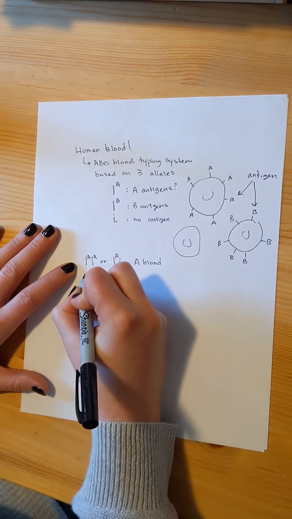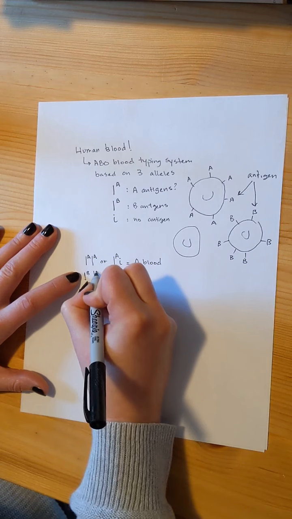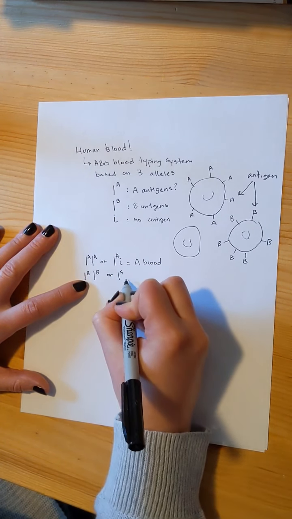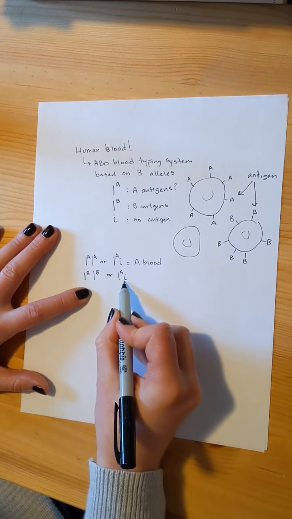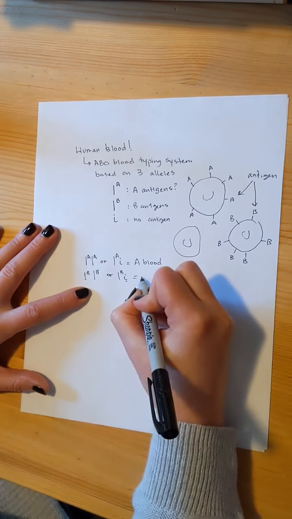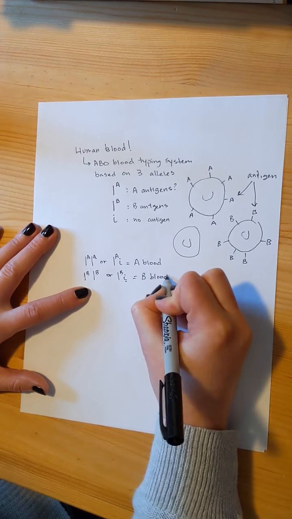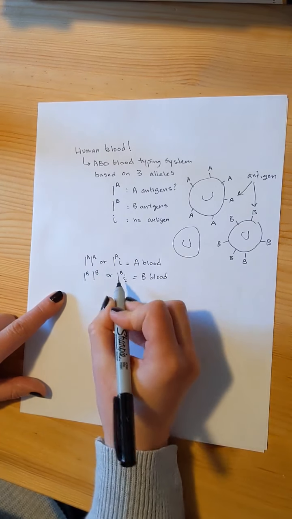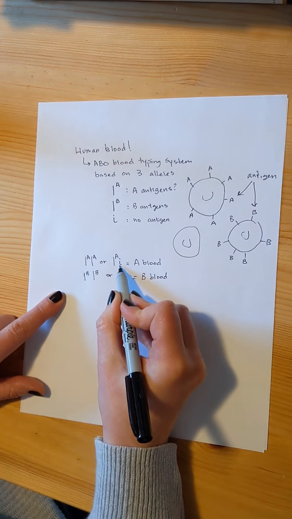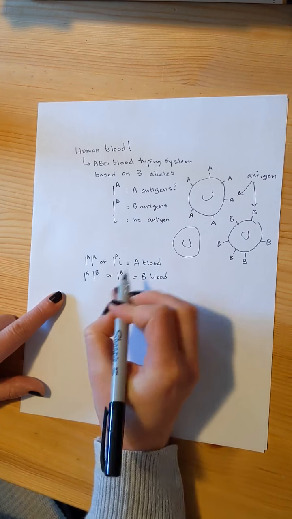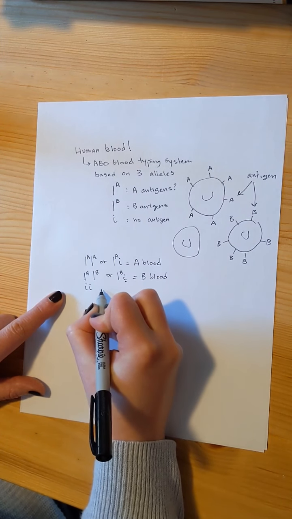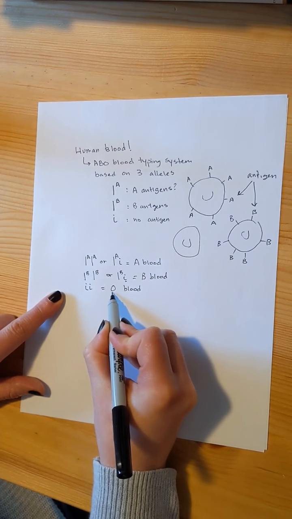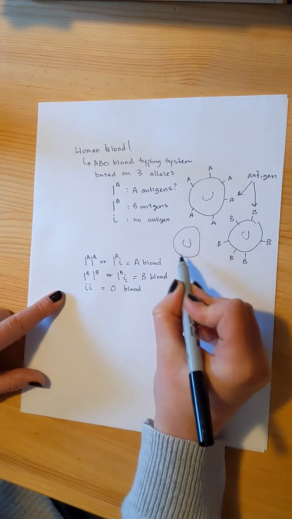Same thing for B blood. B blood can be 2 copies of the allele that gives you B antigens, or 1 copy of it and 1 copy of the allele that gives you no antigens, and you would have B blood. So that would be this one right here. So A is dominant to little i, B is dominant to little i, and if you had little i, you would have O blood. O type blood is just a red blood cell with no antigens on the outside.